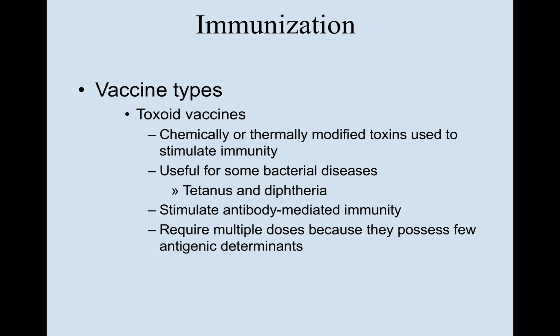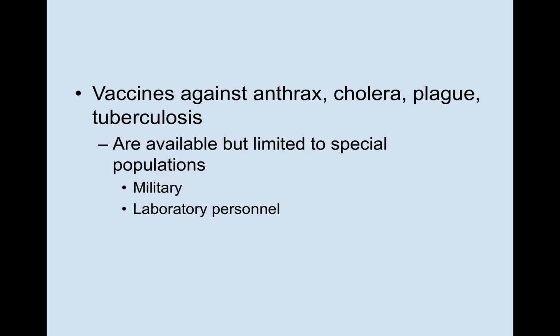And then the last type of vaccine would be toxoid vaccines, which are chemically or thermally modified toxins that stimulate the adaptive immune system. So these are useful for some bacterial toxins such as tetanus and diphtheria. And again, these would require multiple doses due to few antigenic determinants, a very weak immune response, basically. There are vaccines against certain diseases other than the childhood diseases: anthrax, cholera, plague, tuberculosis. However, those are limited to special populations such as military and laboratory personnel.